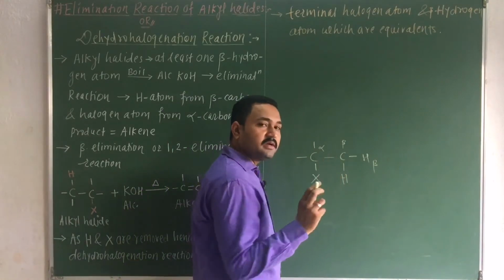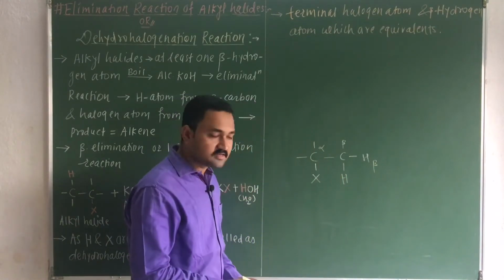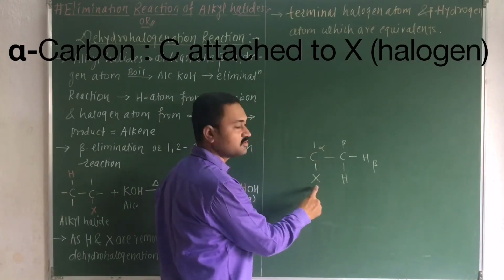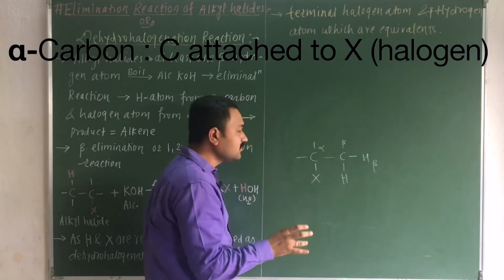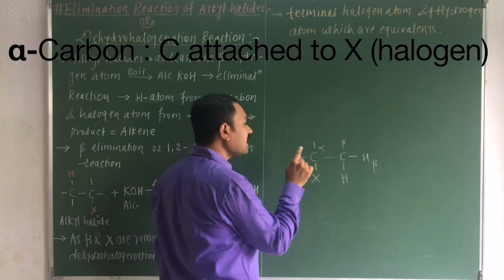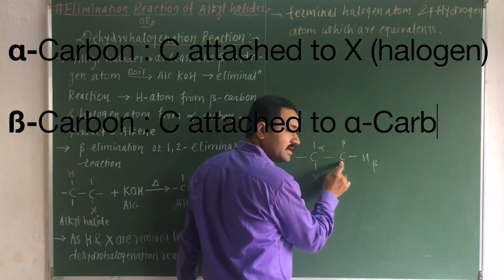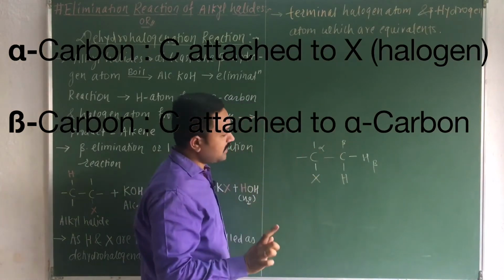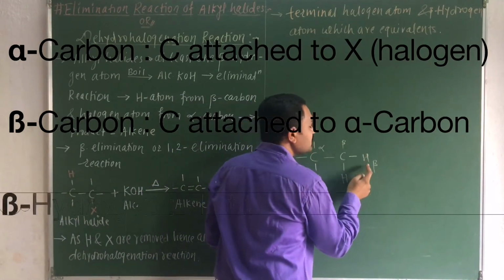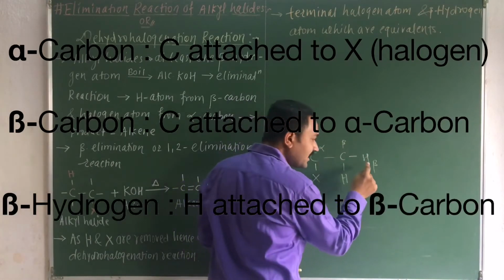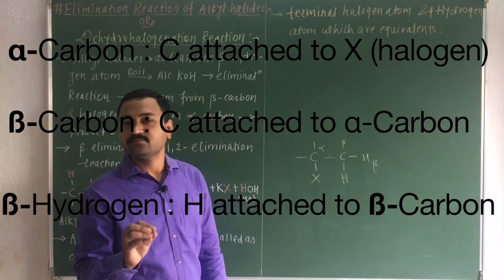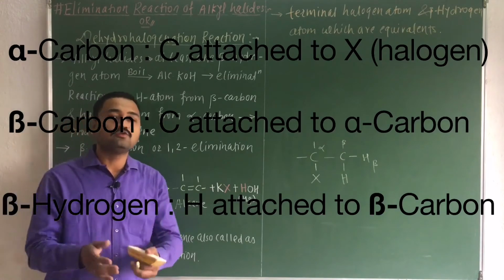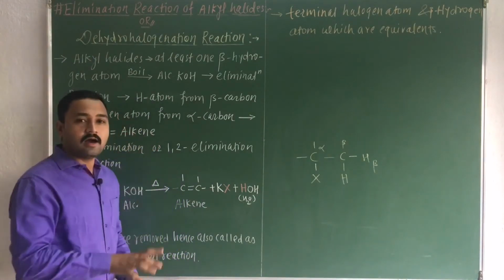So remember, here we have considered three important basic terms. What is an alpha carbon atom? The carbon atom to which your halogen atom is attached. Halogen means either chlorine, bromine or iodine. That carbon atom is known as an alpha carbon atom. Any carbon atom which is attached to the alpha carbon atom is known as a beta carbon atom, and the hydrogen atom which is attached to the beta carbon atom is known as a beta hydrogen atom. You must know this before we start the dehydrohalogenation reactions or the elimination reactions of halides.